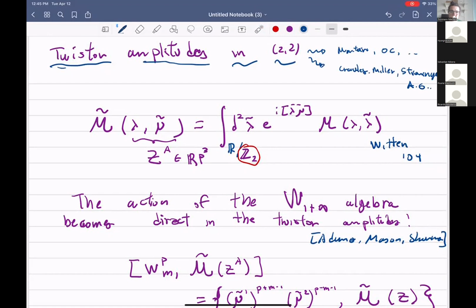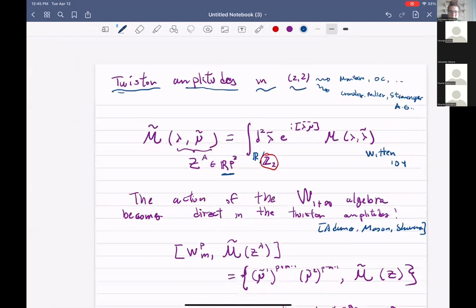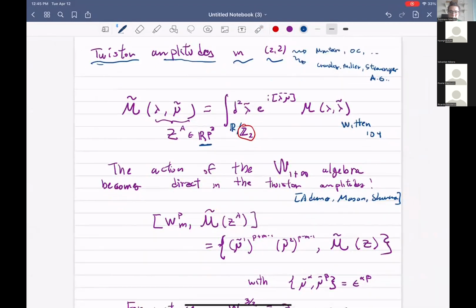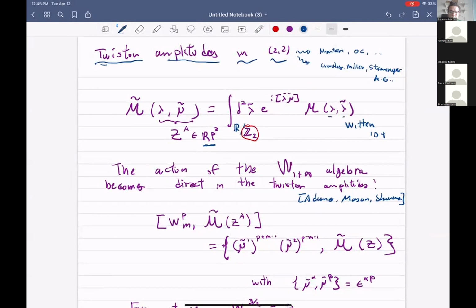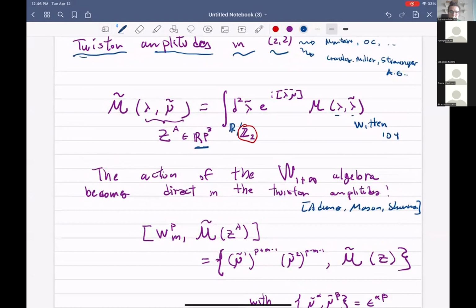In relation to twistor space, it's nice in (2,2) because twistor variables are real, so they live in RP3. The way you define these twistor variables is essentially by a half Fourier transform. You take your momentum space amplitude with lambda tilde variables, and you Fourier transform your favorite one. Usually you would correlate this with the helicity, though in this case it doesn't really matter. But usually you would transform lambda tilde if your amplitude is negative helicity, and the other way around.